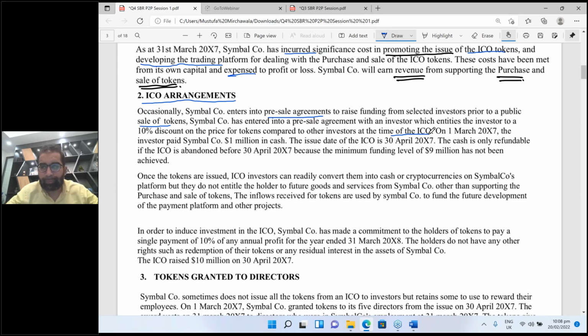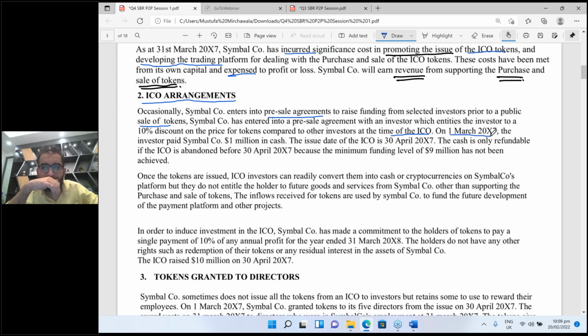Okay, now on 1st March X7, the investors paid the symbol company 1 million in cash. Underline this date: 1st March X7, that means before 31st March X7. Our first accounting period ends on 31st March X7, and we received this $1 million on 1st March X7. That means before the year end.